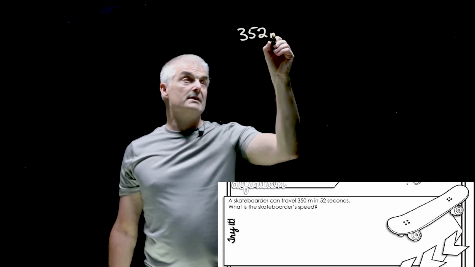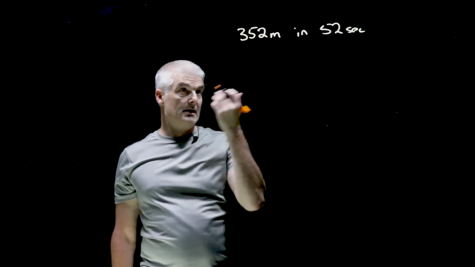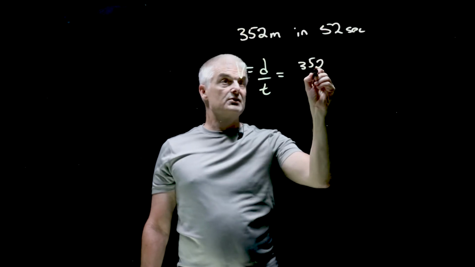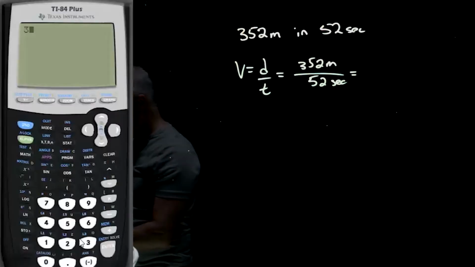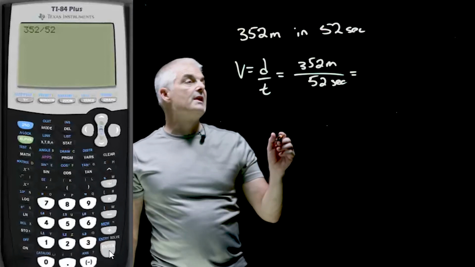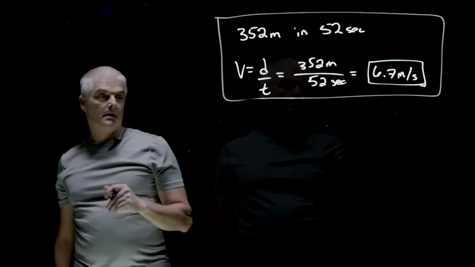We got our skateboarder problem. He travels 352 meters in 52 seconds. Equation, v equals d over t equals 352 meters divided by 52 seconds. Check our calculator. 352 divided by 52 gives me 6.77 meters per second.